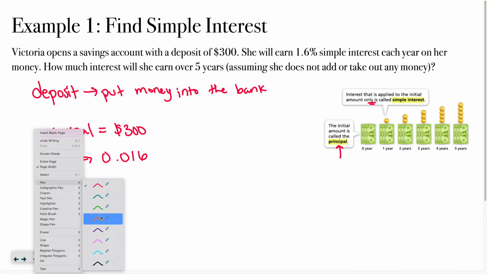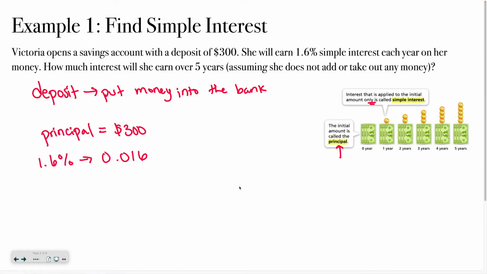Now, what do we do to solve this? What we do is figure out how much interest she would earn in 1 year, and then we're just going to multiply it by 5. So with that in mind, we have our interest equals, and then I'm going to do the interest rate, or the percent, times the principal.